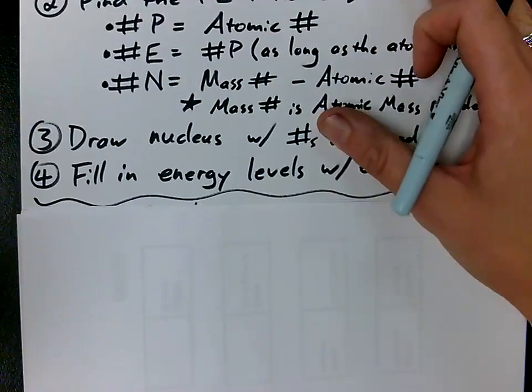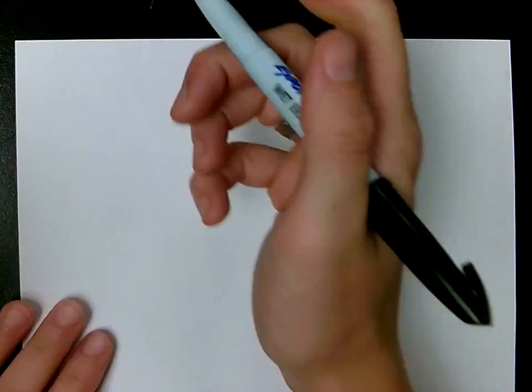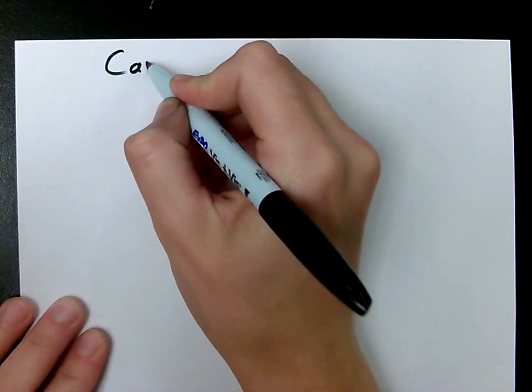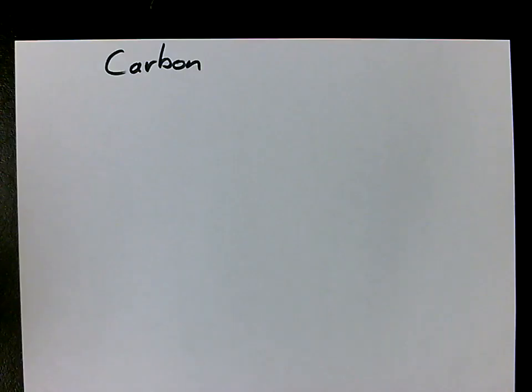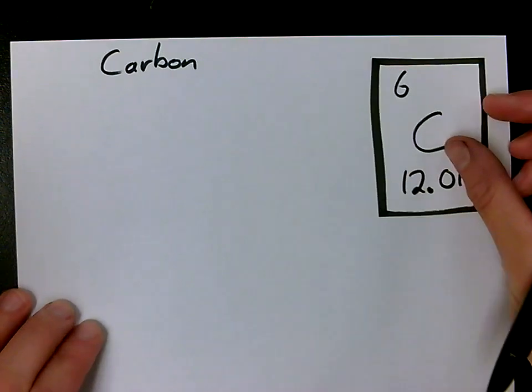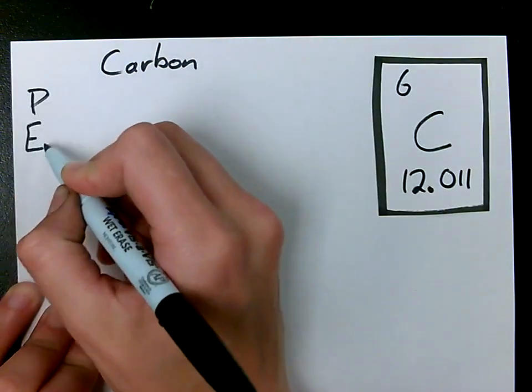Okay, so we're going to start off with modeling carbon, and I'm going to grab a new sheet of paper. Hope you didn't see that. Cheaters. I'm going to grab a new piece of paper, and we're going to do a Bohr's model for carbon. Remember, all of this should be going into your notes. Okay, so we want carbon. Here's carbon's square on the periodic table. We want to find our pen numbers.